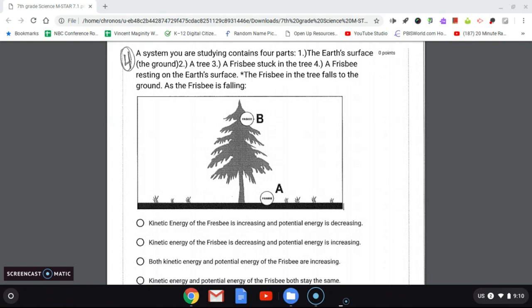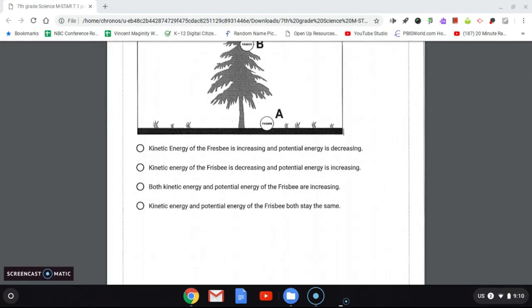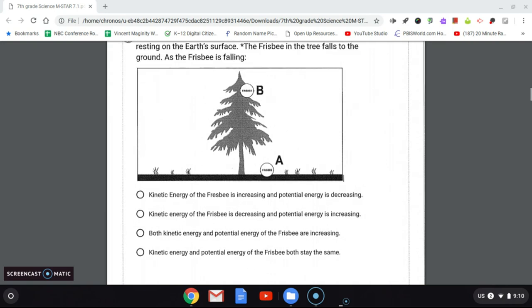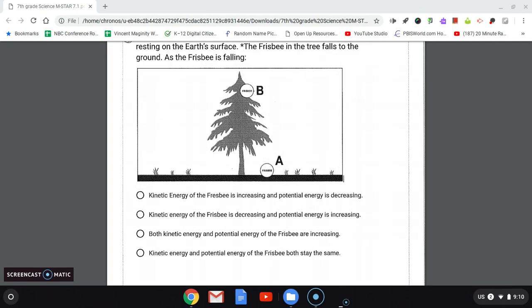The frisbee in the tree falls to the ground. As the frisbee is falling, kinetic energy of the frisbee is increasing and potential energy is decreasing. Kinetic energy of the frisbee is decreasing and potential energy is increasing. Both kinetic energy and potential energy of the frisbee are increasing, or kinetic energy and potential energy of the frisbee both stay the same. So you can hit pause, or you can go back and listen to the question again if you need to.